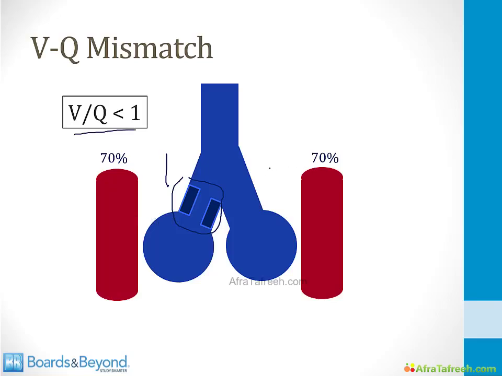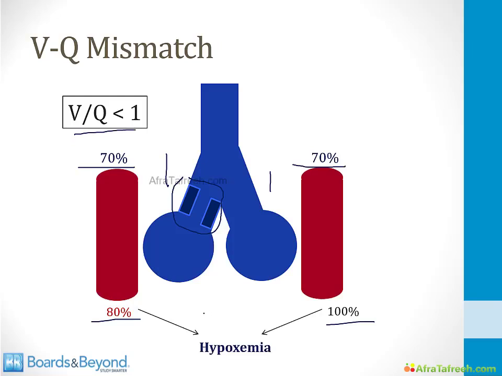Now, let's go through the normal side on the right first. Blood's going to enter at 70% oxygen saturation. It's going to leave fully saturated, and then it's going to head out into the arterial system. On the left side, blood is going to enter at 70% oxygen saturation. It will leave with slightly more oxygen, but it will not be fully oxygenated. For example, it may get up to 80% oxygen saturation. When these two streams mix in the arterial system, that's going to lead to hypoxemia.